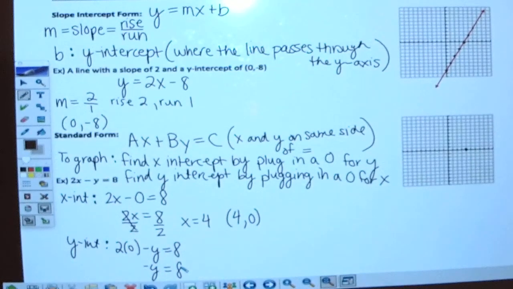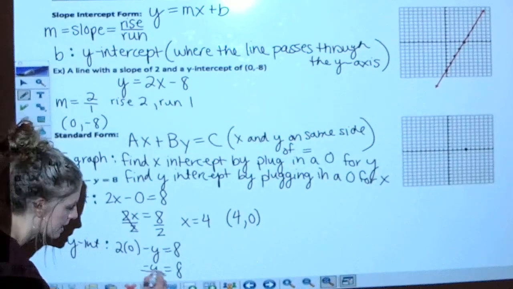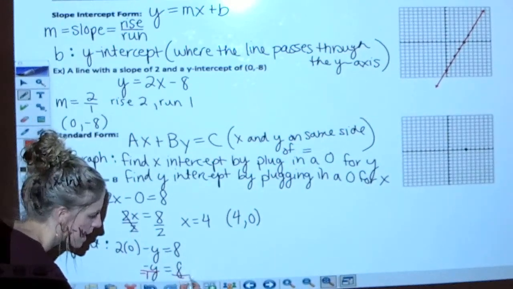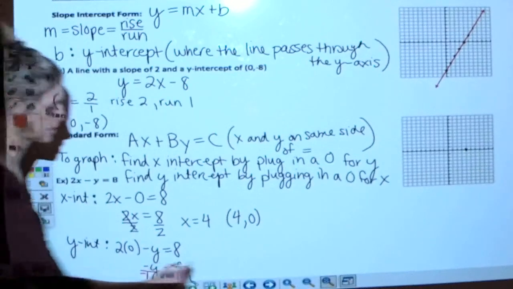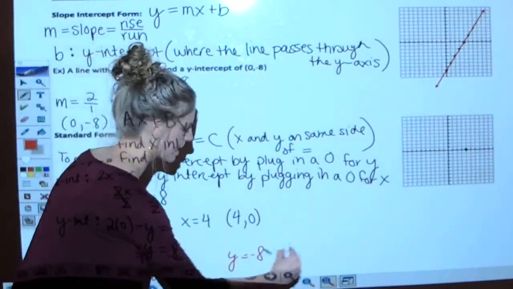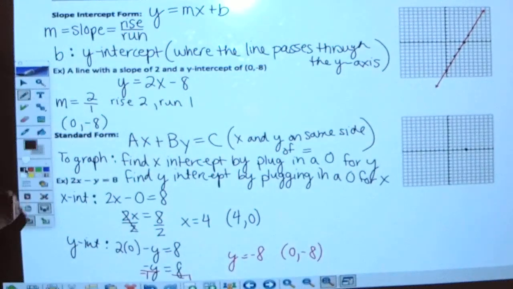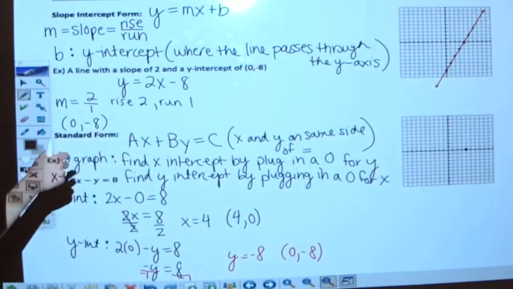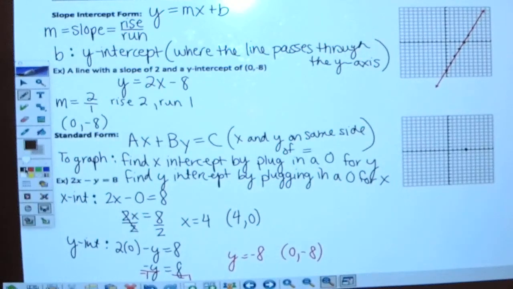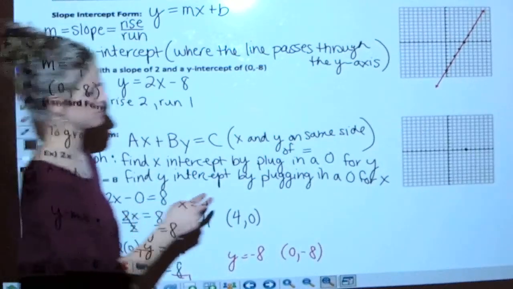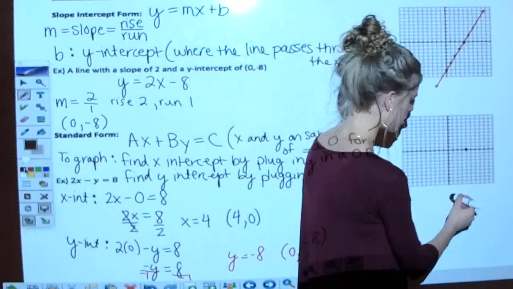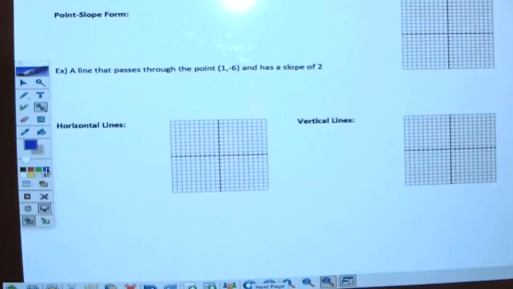Adley, do you know how you get rid of a negative sign? You do the division. By negative on both sides. 8 divided by negative 1. So y equals negative 8. So that's your y-intercept. So we can graph that one. You always start on the y. Yeah, doesn't matter which one you do first as long as you find both of them. So we're going to go 0, negative 8.